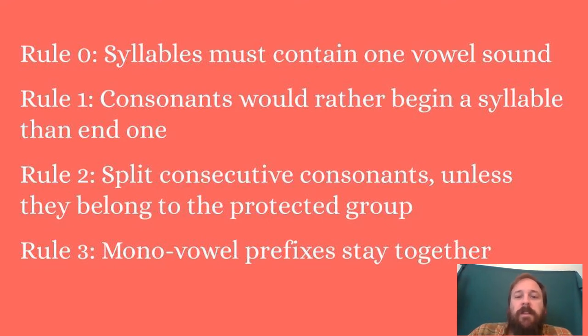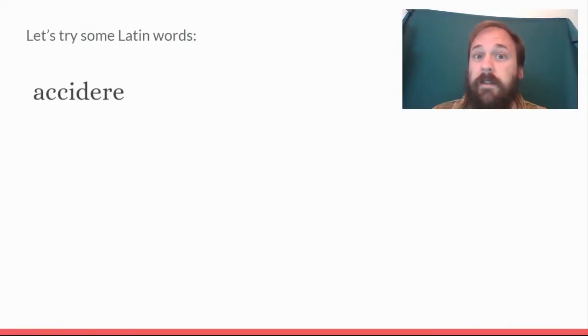All right, here are all your rules. Rule zero: syllables must contain one vowel sound. Rule number 1: consonants would rather begin a syllable than end a syllable, whenever possible. Rule number 2: split consecutive consonants unless they belong to that protected group, unless they make one sound by themselves. Rule number 3: monovowel prefixes stay together. So, all right, let's try some, keeping in mind our 3 plus 1 rules.